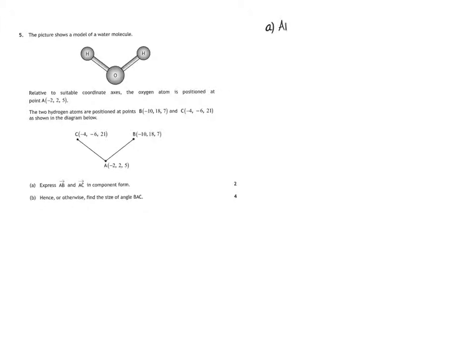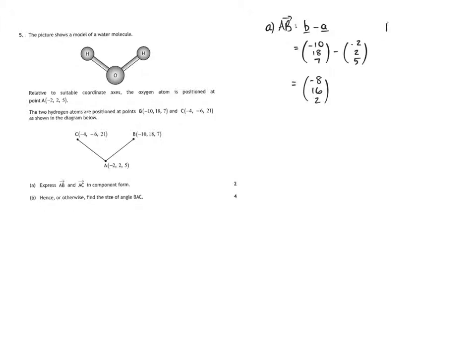So AB is equal to B take away A. So to go from A to B, we do B take away A. So B is minus 10, 18, 7. And A is minus 2, 2, 5. So then we're going to have minus 10 take away minus 2, so that becomes minus 10 add 2, so that's minus 8. I've got 18 take away 2, which is 16, and then I've got 7 take away 5, which is 2.